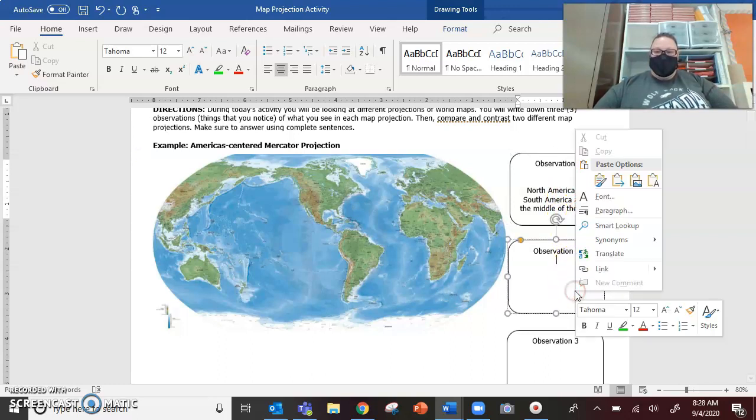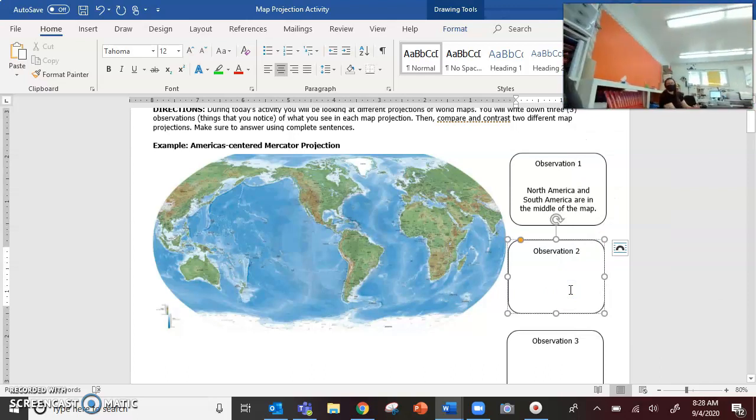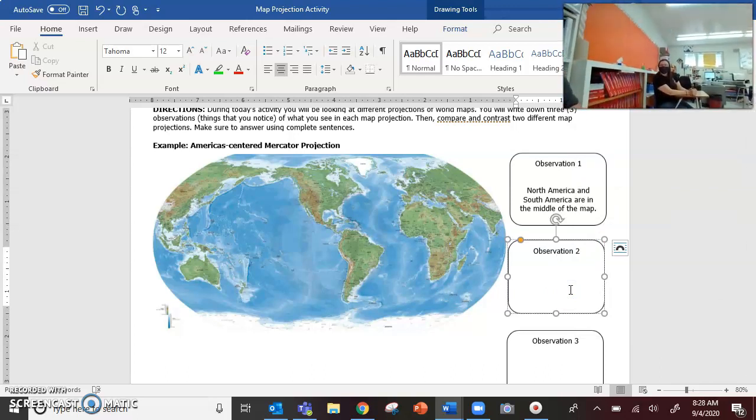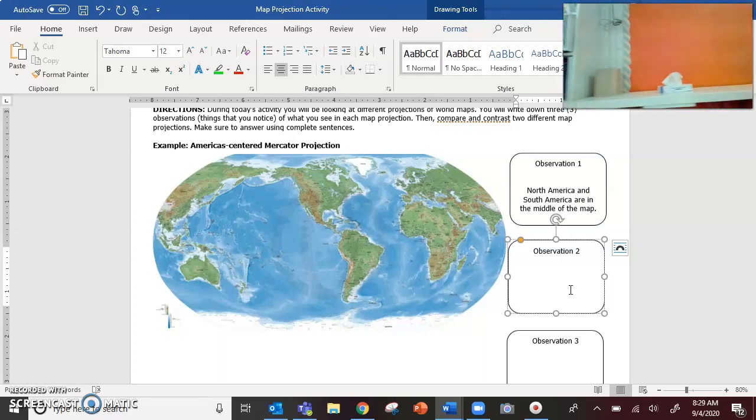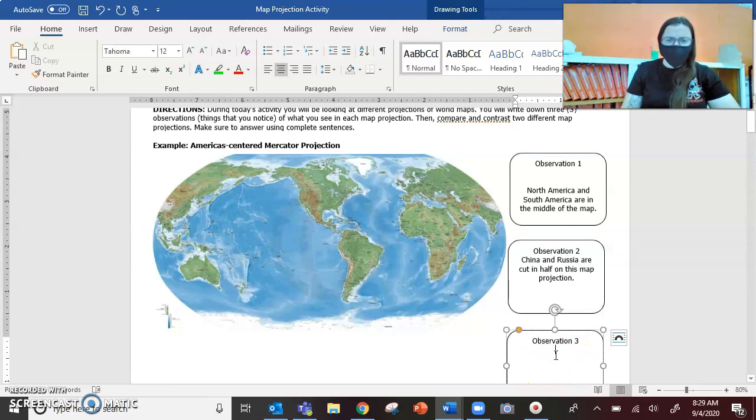And then, what other things do I notice? I don't know. Miss Dodge, what do you notice? I noticed that China and Russia are cut in half. Will you write that for us, please? So I'm going to use my full and complete sentence. China and Russia are cut in half on this map projection. I use a period because it's a full and complete sentence. Third observation.